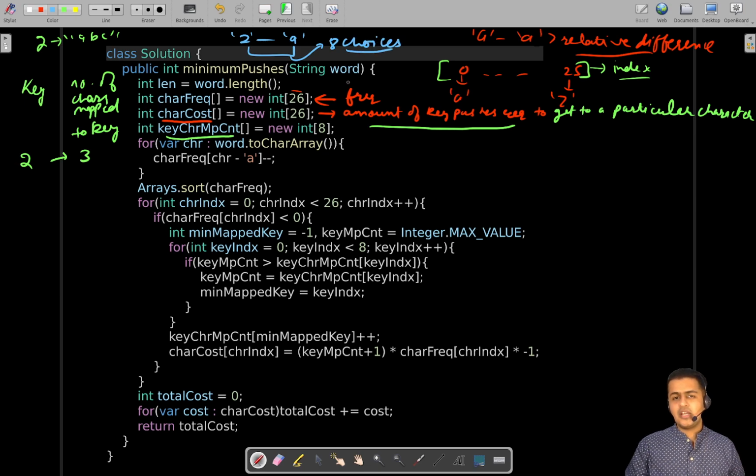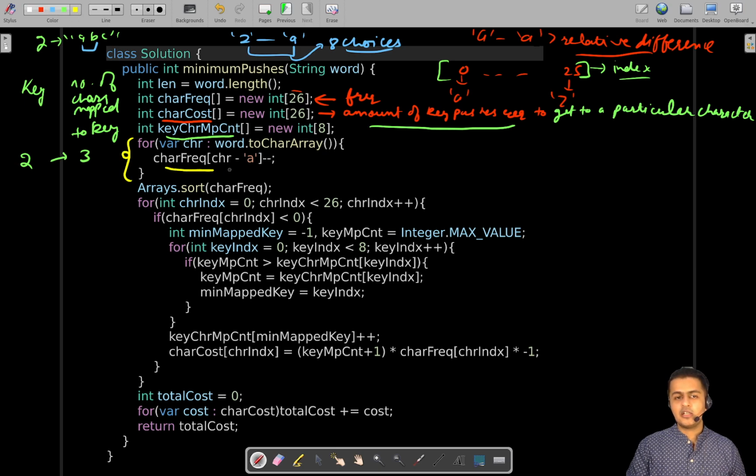Which character you are mapping to which key really does not matter here. The only thing that matters is how many characters are mapped to a certain key. That will tell us how many pushes we will be required to reach a certain character. So let's say while we were mapping C to 2, then 2 characters had already been mapped. So in order to get to C, we will be requiring 3 pushes.